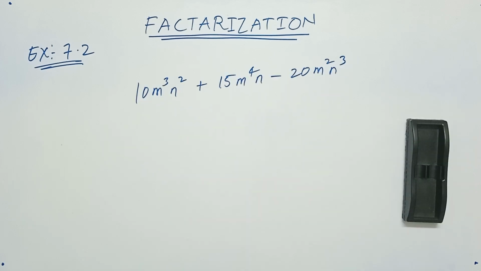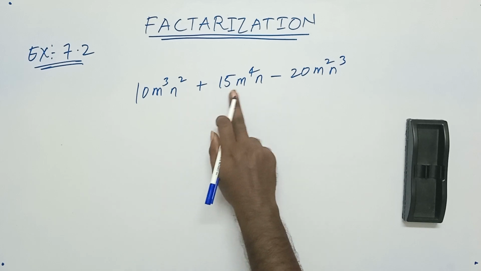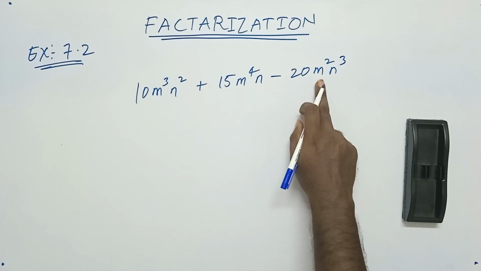So our next problem is 10m cube n square plus 15m power 4 n minus 20m square n cube.